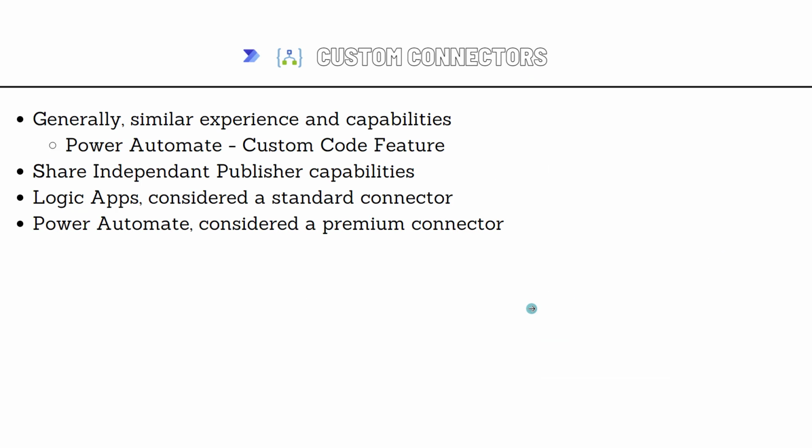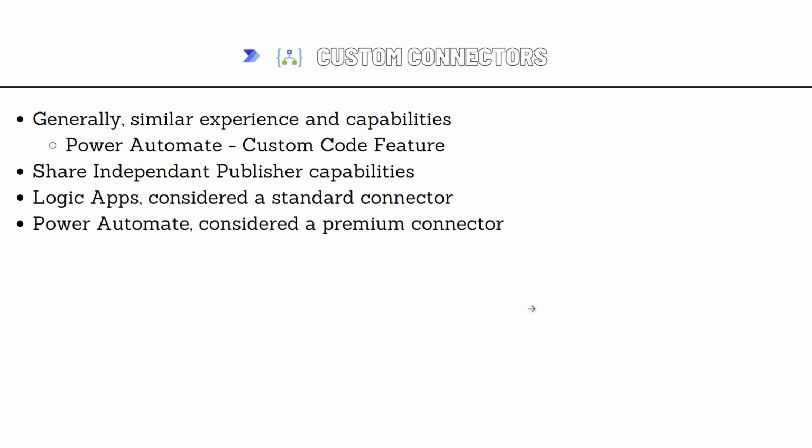All right, let's talk a little bit about custom connectors. Generally, the experience and capabilities are similar. One exception that comes to mind is within Power Automate, there is a custom code feature as part of a custom connector, which allows you to do some additional enrichment before or after the underlying API call has been made. That's not something that's available in Logic Apps today. And so that is unique to Power Automate. It is actually quite useful. It's a pretty cool feature.